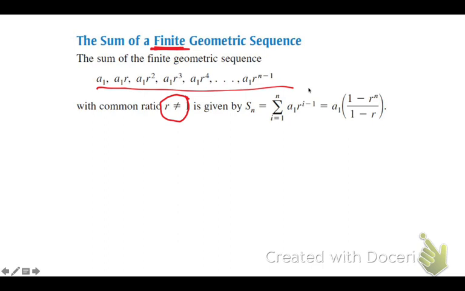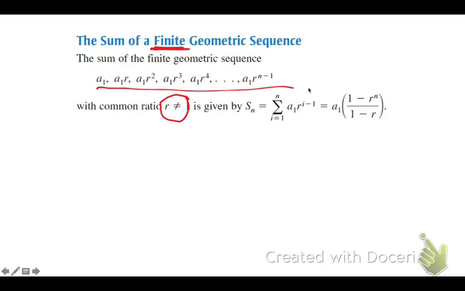S sub n, sigma from i is 1 to n. Those are the index, right? The lower index and the upper index of the definition that we worked on yesterday. That's all that is right here, isn't it? Is a sub 1 times the quantity 1 minus r to the n over 1 minus r.